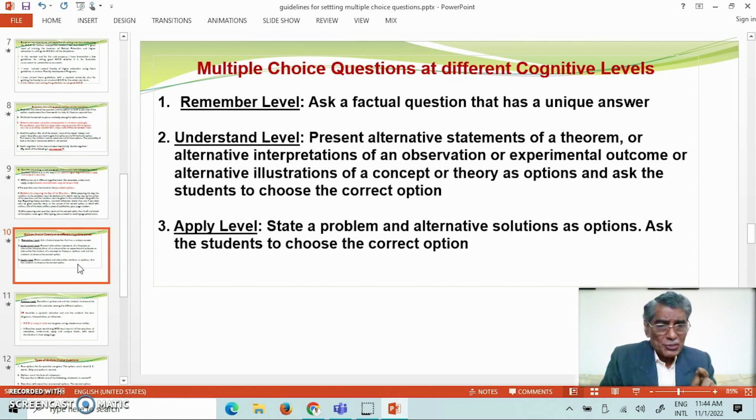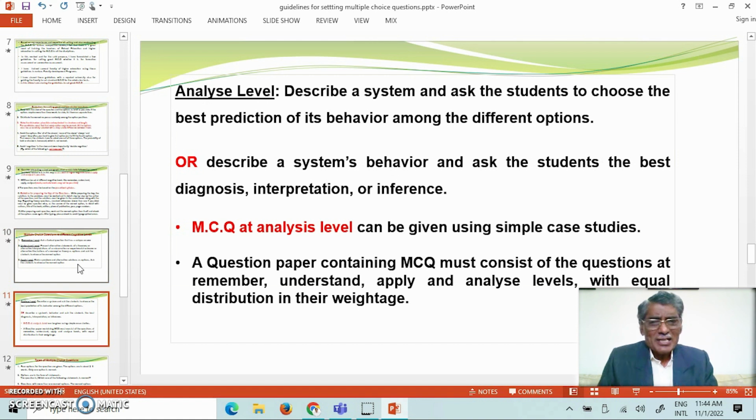Apply level: state a problem and alternative solutions as options. Ask the students to choose the correct option. Analyze level: describe a system and ask the student to choose the best prediction of the behavior among the different options. Or describe a system's behavior and ask the students the best diagnosis, interpretation, or inference. MCQ at analysis level can be given using simple case studies also.